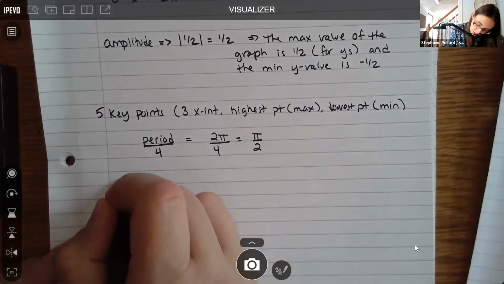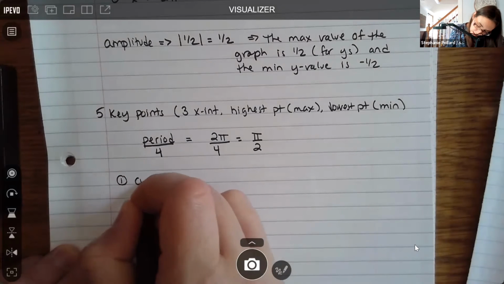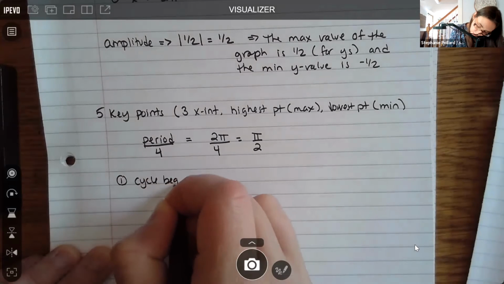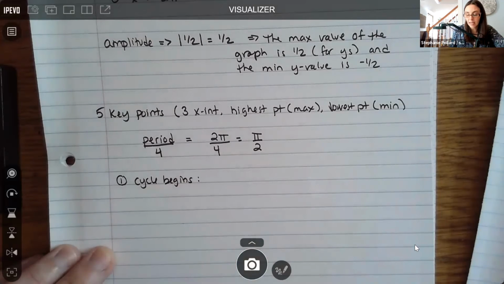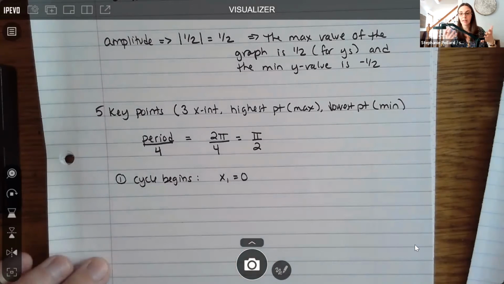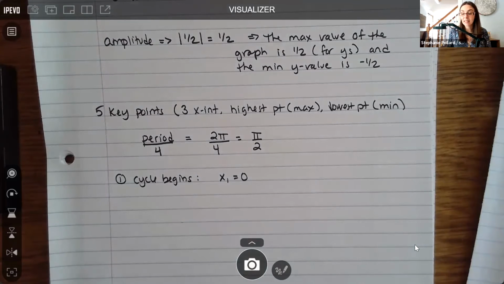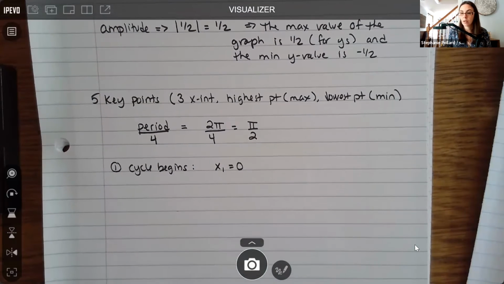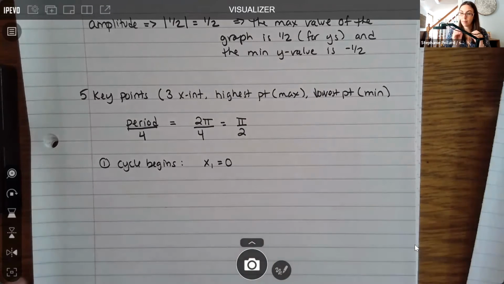So your first point is where the cycle begins. In general, for the sine function, that begins at 0, so your first value will be x is 0. Again, this may change, and I'll show you what that looks like. We're not there yet. I'm just doing a basic example first, where we just have a tiny change. It doesn't affect too much. It just affects the height of the sine function.